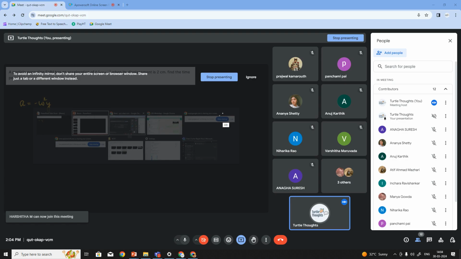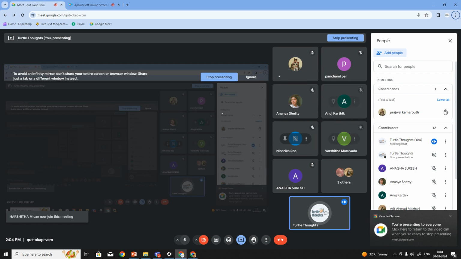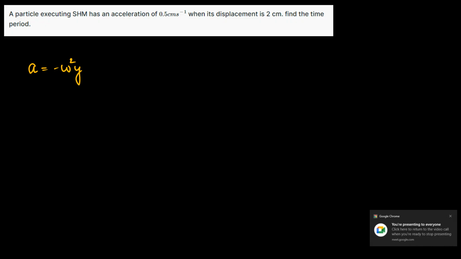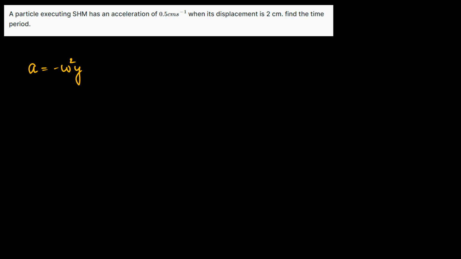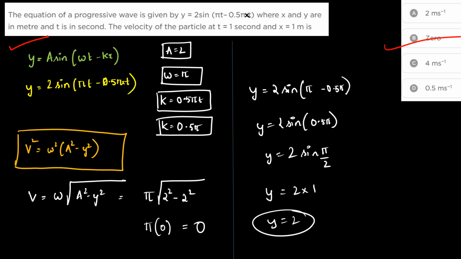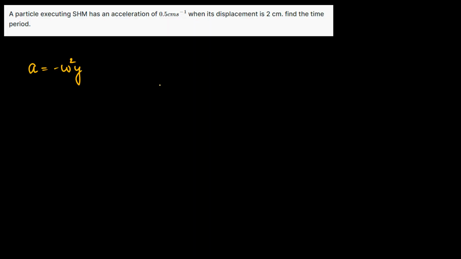Yes, somebody is joining this. Yeah, yeah, Prajwal, you said something. Yeah, I think you have raised. What? Yes, again, I think there is a mistake over here. Yes, it should be second square area.